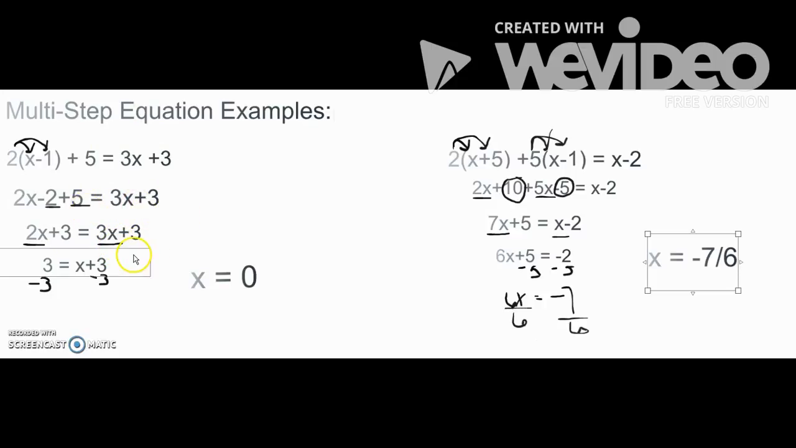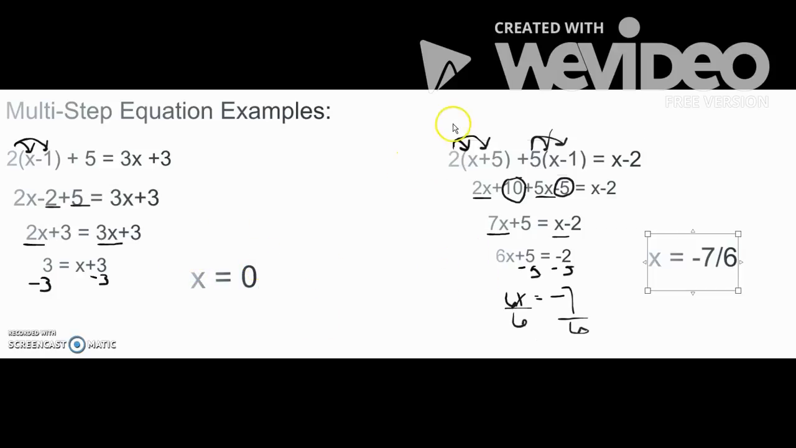Alright, and the next step is getting the x on one side of the equation. And what I like to do is subtract off the lesser value. So you subtract that 2x off both sides, and you get x plus 3 on this side over here is equal to 3. And now it's just a simple 1-step equation, so you just subtract that 3 off and you get x equals 0.